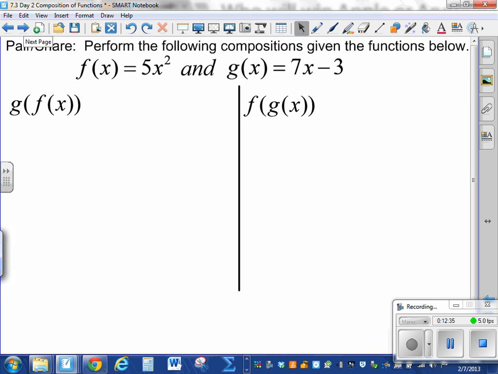Okay, so we got a pair share. Yeah, pair share, and that's it. Okay, so the pair share.